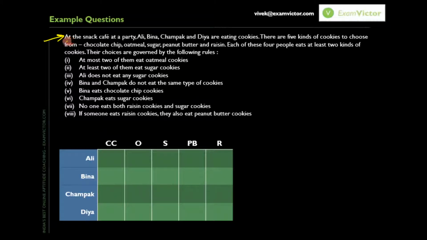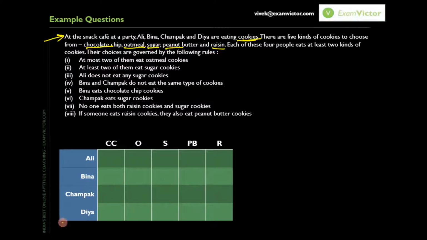So here's the question. It says, at the snack cafe at a party, there are 4 folks, Ali, Beena, Champak and Diya, and they're eating cookies. There are 5 flavors of cookies. You have chocolate chip, oatmeal, sugar, peanut butter and raisin.